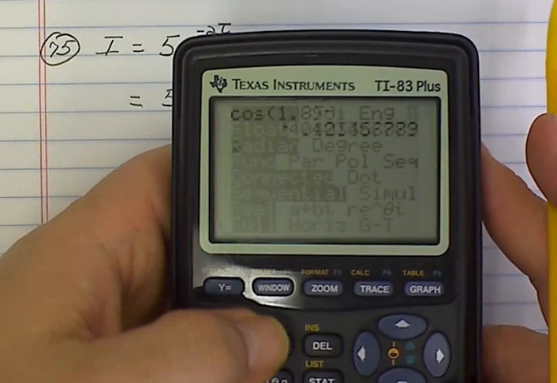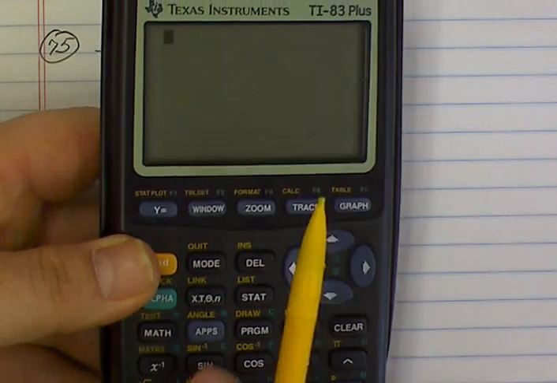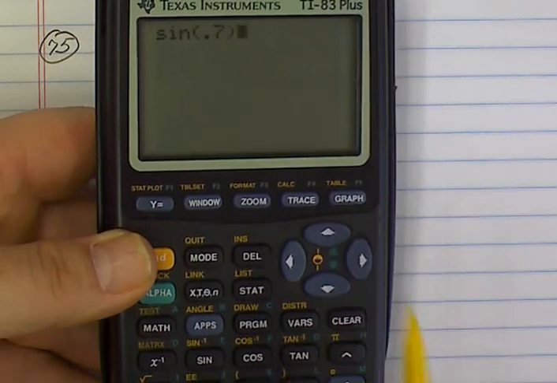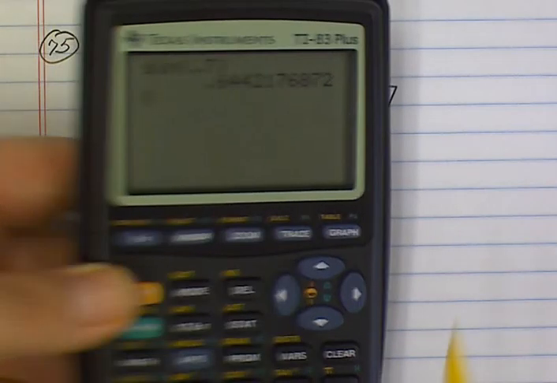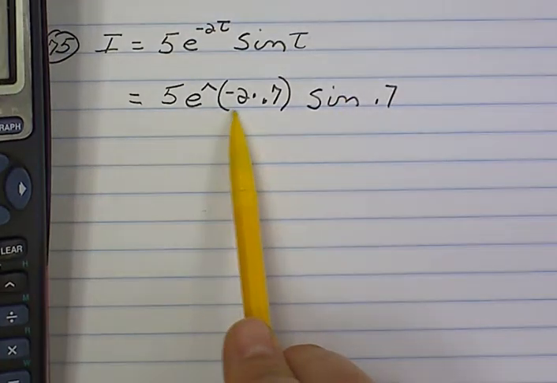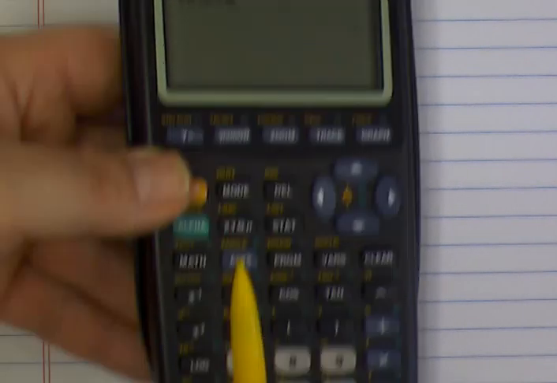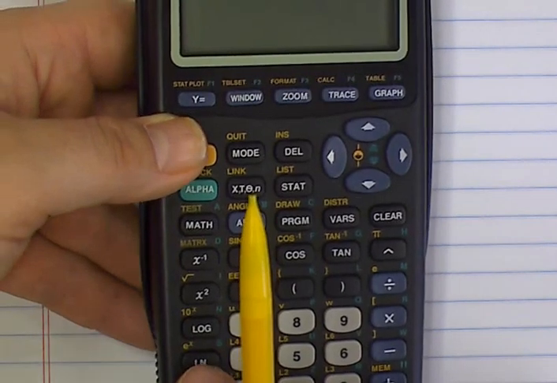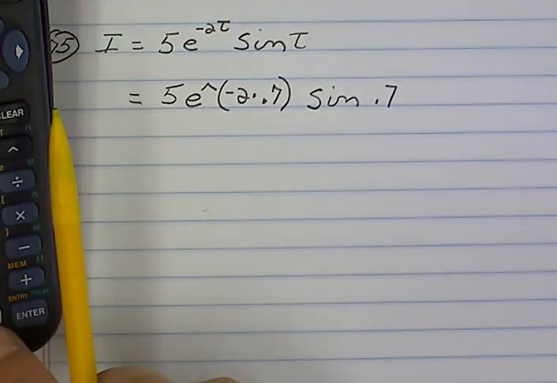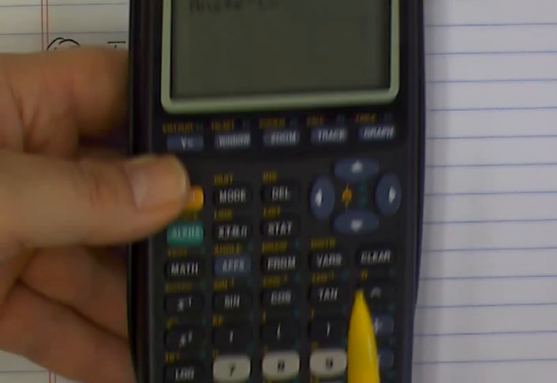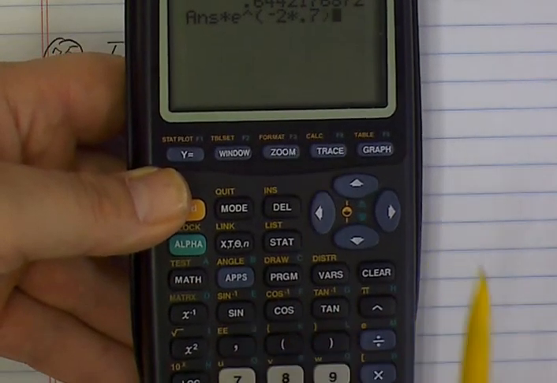So then I'm going back to my home screen, and I'm going to type in the sine of 0.7. So we go sine of 0.7. Now I'm in a habit of not entering everything into my calculator at once, so I'll hit enter. And I'm going to take that times e raised to this. So I go times e, which, if you remember, is above the natural log key, so I go second natural log, and I'm ready for -2 times 0.7. I'll end the parenthesis and hit enter.